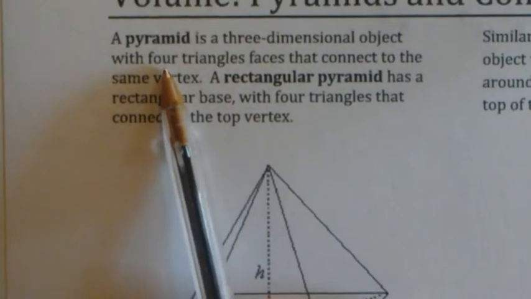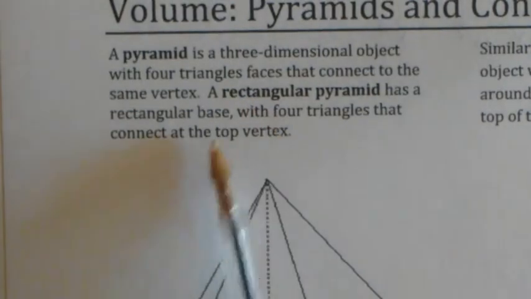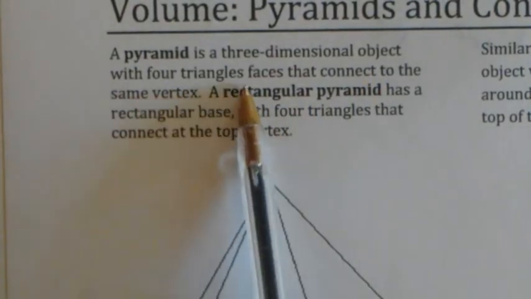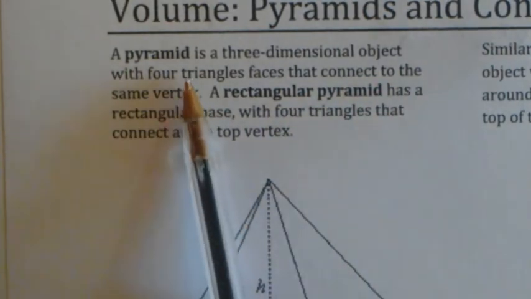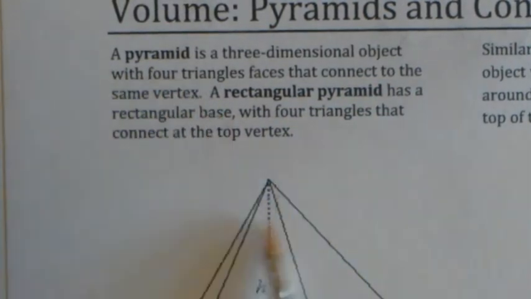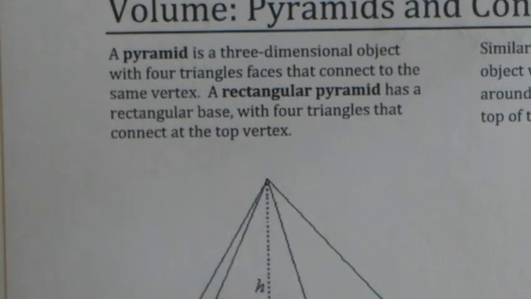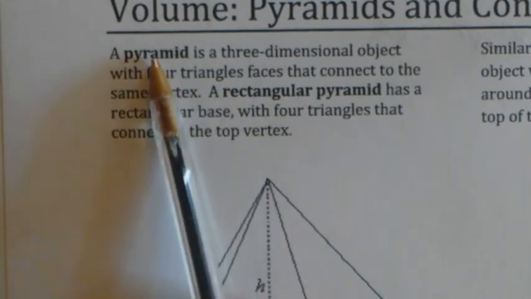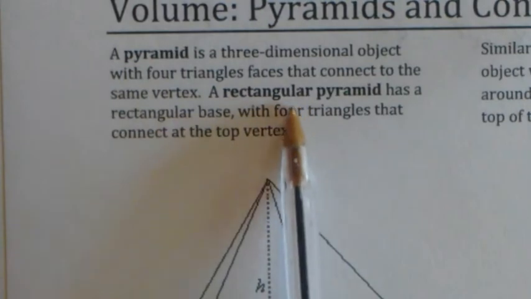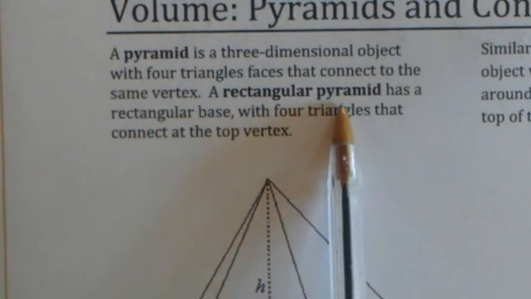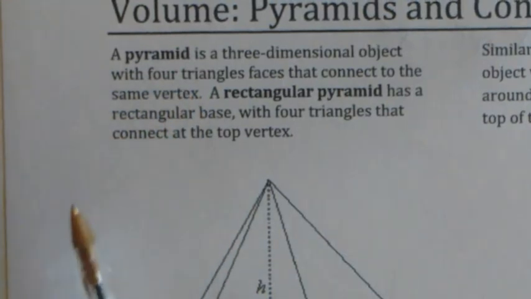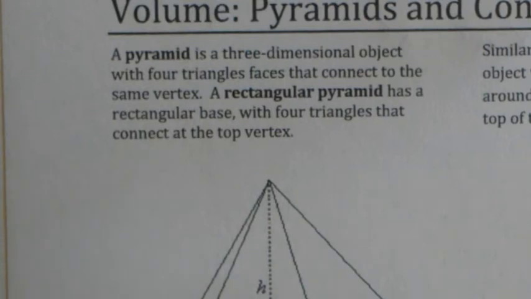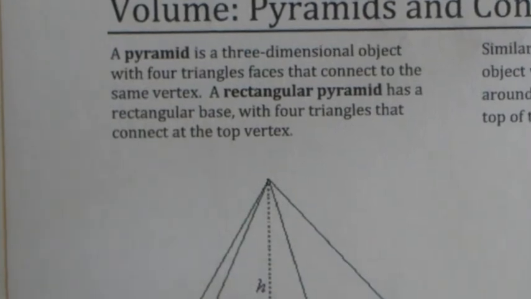Here it says a pyramid is a three-dimensional object with four triangle faces that connect to the same vertex. That's true if it's a rectangular pyramid, it'll have four triangles because there's four sides on the base. So that's the definition of this one, a rectangular pyramid. Okay, because if it has four triangles, that means the base has four sides. Anyway, this is a pyramid with a rectangle for the base. Okay, and how do you find the volume?